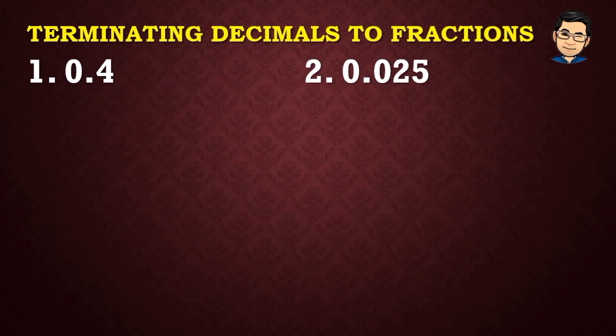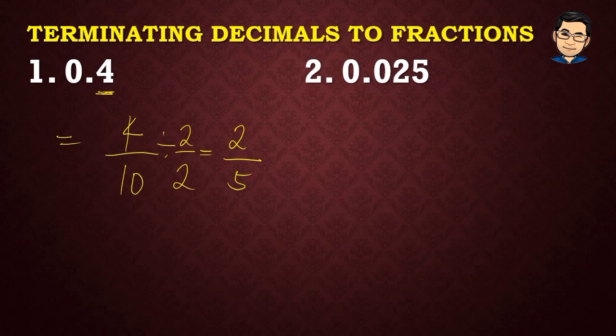So, yung number 1 example natin, 0.4 or 4/10. So, yung place value ng 4 is 10. So, i-over natin yung 4 sa 10. So, that is 4 over 10. So, in fractions, we need to simplify or reduce the fraction in lowest term. So, ano ba yung common factor ng 4 tsaka 10? That is 2. So, divide natin sa numerator and denominator yung 2. 4 divided by 2, that is 2. 10 divided by 2, that is 5. So, yung equivalent fraction ng 0.4 ay 2/5.